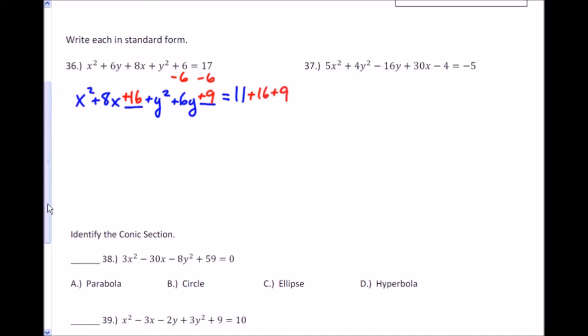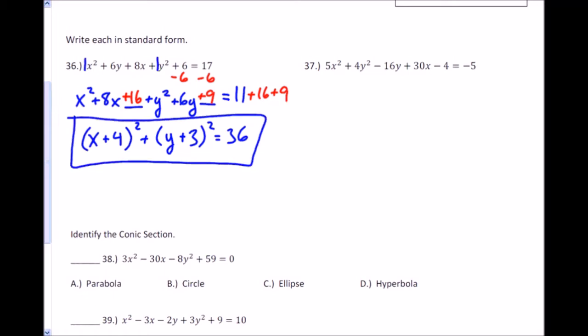All right. Over here, I just factor this. This is going to be an x plus 4 squared. This is going to be a y plus 3 squared. And it's going to be equal to what looks like a 36. And that's where I stop on this one. I don't bother dividing each side by the 36 because looking at these coefficients, I know that this is a circle, and this is my standard form for a circle.